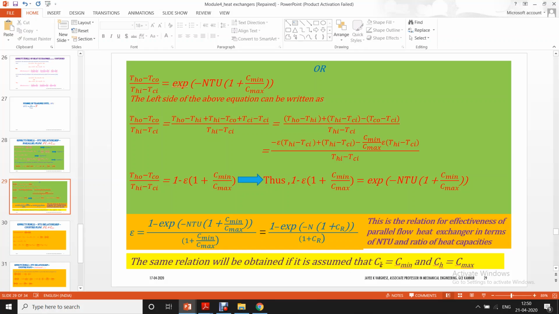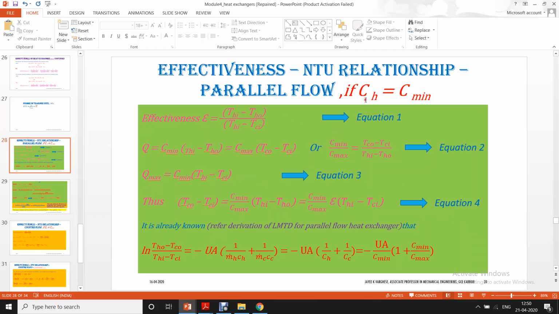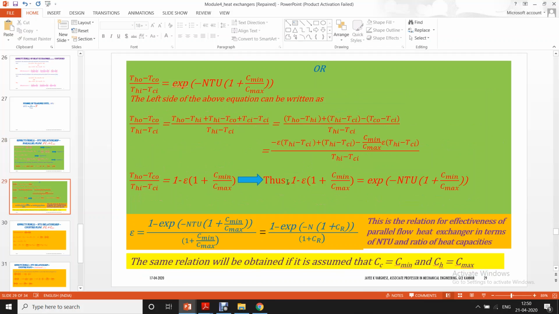Now, after obtaining this relation, just add a statement that the same relationship will be obtained if it's assumed that C cold is equal to C min and C hot is equal to C max. So the same relationship can be obtained. So I add this point that if it's asked in the examination, do this procedure by first assuming that C hot is equal to C min and obtain this relation, and add the statement: the same relation will be obtained if it's assumed that C cold is equal to C min.